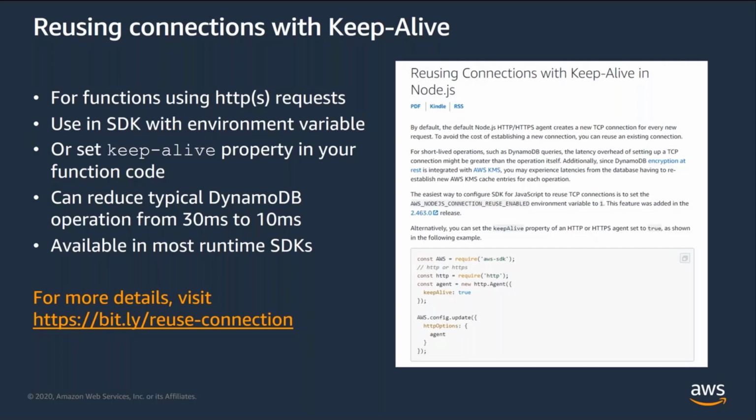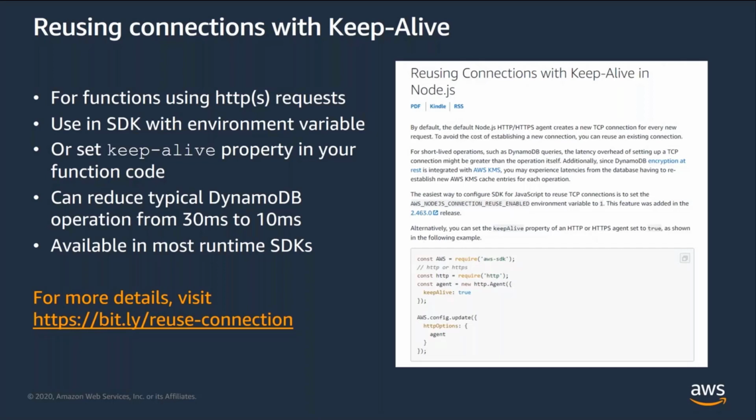In a simple test for a Lambda function querying DynamoDB, we saw that the first invocation took around 30 milliseconds, and then subsequent invocations took only 10 milliseconds after the keep alive flag was enabled. Just one thing to mention here, if you're using the AWS SDK bundled in Lambda, you'll need to import the newer version of the SDK into your Lambda package or as a layer, since this feature was introduced in a more recent version than the one bundled in Lambda.